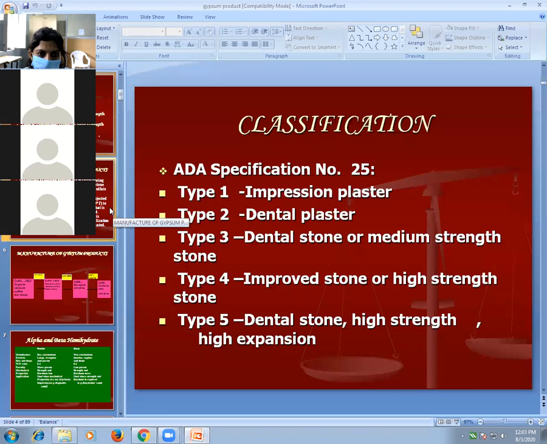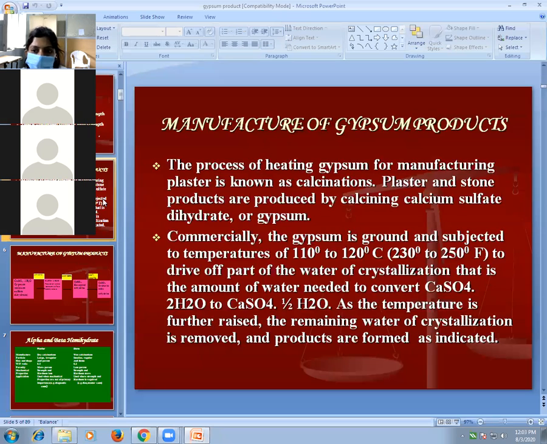After classification, manufacture of gypsum products. The process of heating gypsum for manufacturing plaster is known as calcination. Plaster and stone are the products produced by calcining calcium sulfate dihydrate, or gypsum. So gypsum is basically calcium sulfate dihydrate. After heating calcium sulfate dihydrate, we get calcium sulfate hemihydrate with a loss of water. That calcium sulfate hemihydrate is called dental plaster, and this process is called calcining.